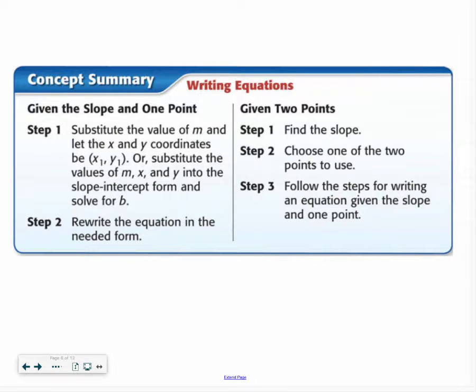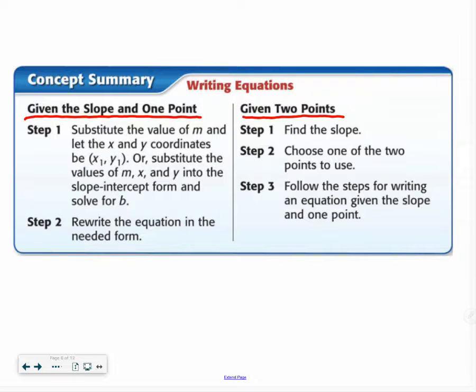Okay, so let's talk about when writing equations. So if you are given the slope and 1 point, you only have 2 more steps in order to write the equation. And those 2 steps are substituting the value of m and then the x and y coordinates in. And then step 2, rewrite the equation in the needed form. If you are given 2 points, first you need to find the slope, then you choose which of the 2 points to use, and you follow the steps for writing an equation given the slope and 1 point.